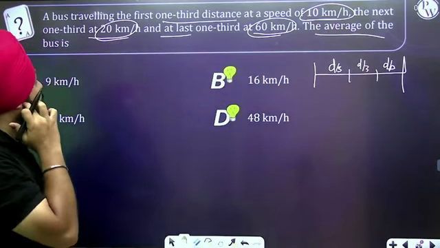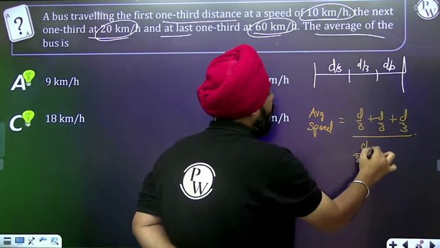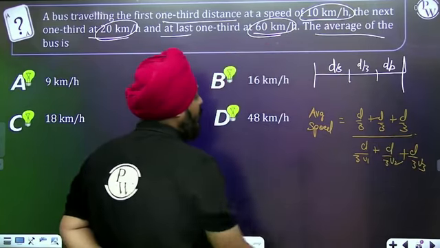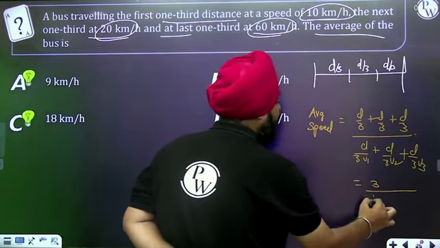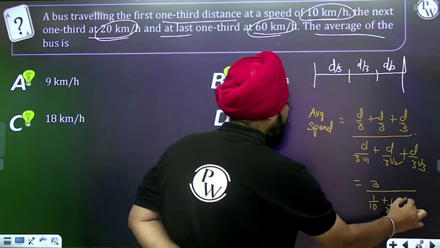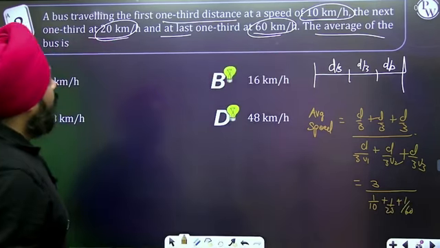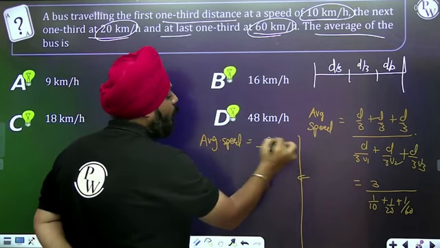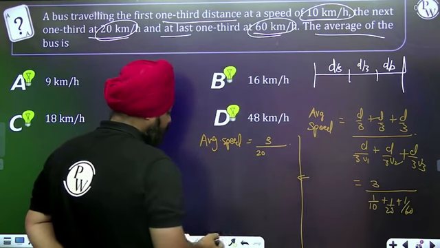Directly we are going to use the formula of the average speed, that is equal to (d/3 + d/3 + d/3) divided by (d/3v1 + d/3v2 + d/3v3). So this is going to be 3 divided by (1/10 + 1/20 + 1/60), with the speeds 10, 20 and 60.